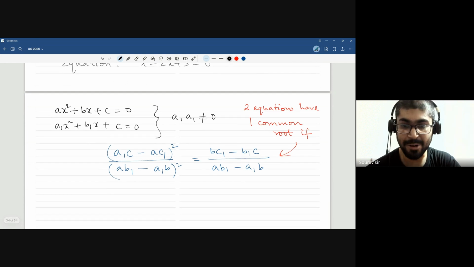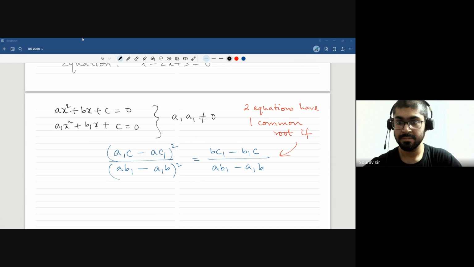Now you all tell me what is the condition for getting two common roots. Both the roots will be the same. Then, how will you get both the roots to be same?